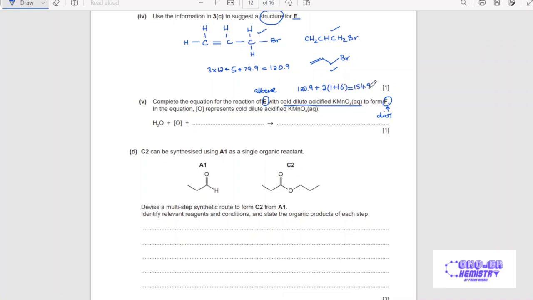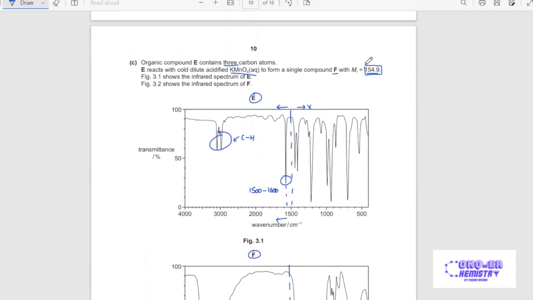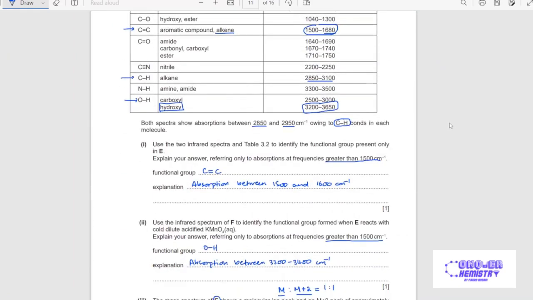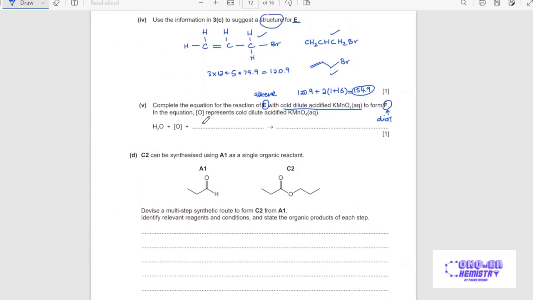And where did we see this before? If you go back up, this is where you saw it, the Mr of F. So all our information fits. So this is going to be a diol. Now over here, I will write the structural formula. I will write CH2, CH, CH2Br. And so this will result in a diol.